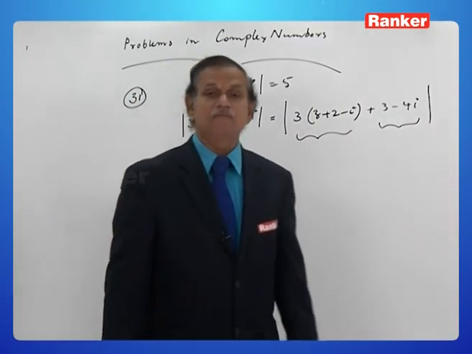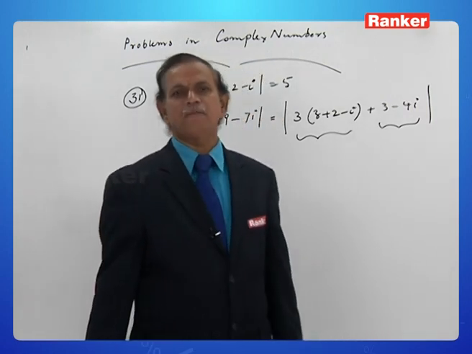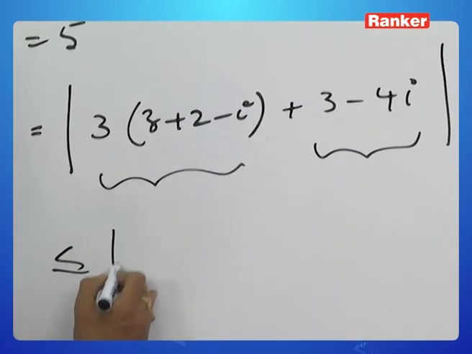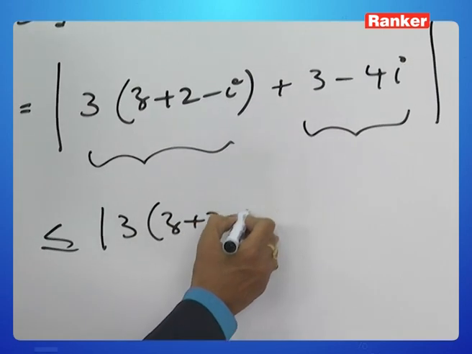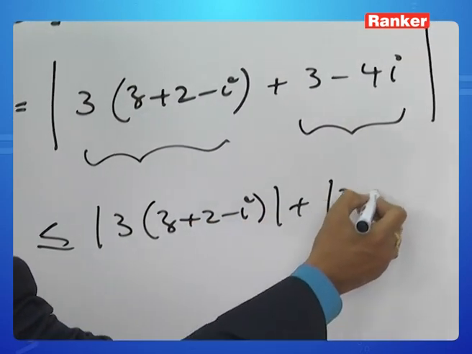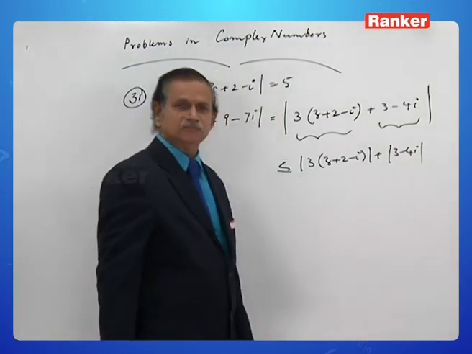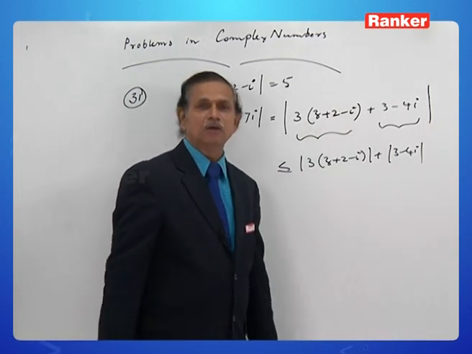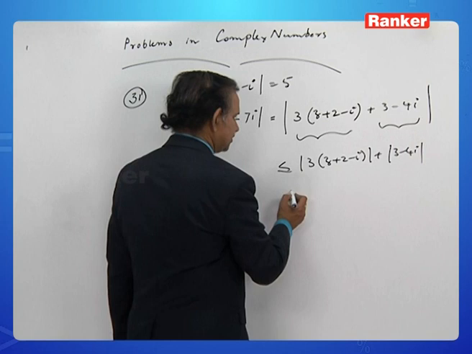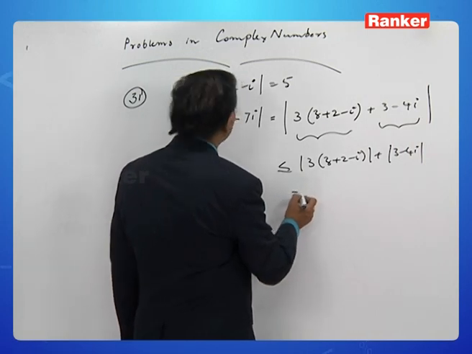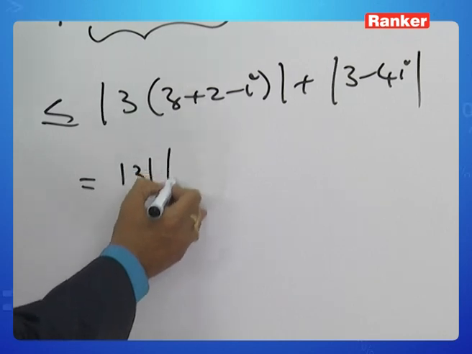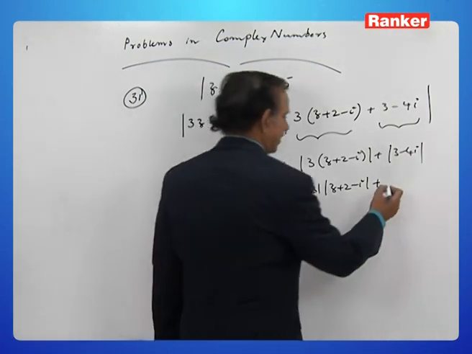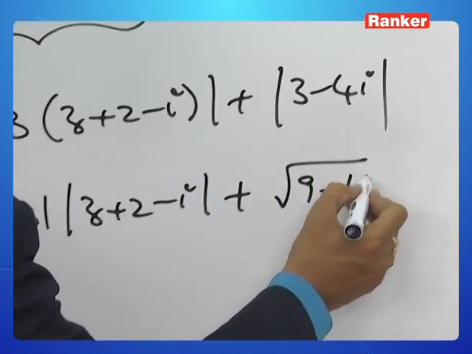Now denote this as some A and this as some B. How does it look? Mod A plus B. What is mod A plus B? It is less than or equal to mod A plus mod B. That is, this is less than or equal to modulus of 3 into z plus 2 minus i plus modulus of 3 minus 4i. Yes, of course. What property you could have made use of? Mod A plus B less than or equal to mod A plus mod B. What is this? This is equal to mod 3 into mod z plus 2 minus i plus modulus of 3 minus 4i, square root of 9 plus 16.